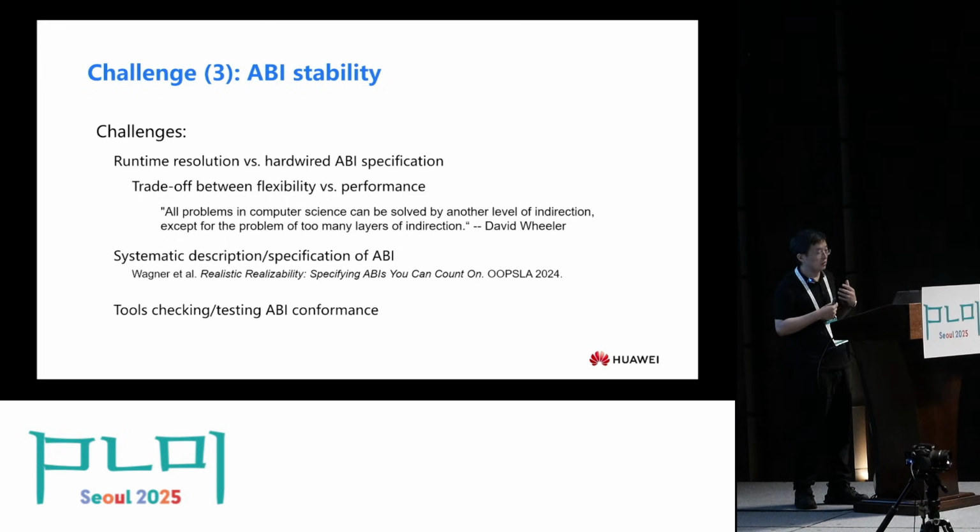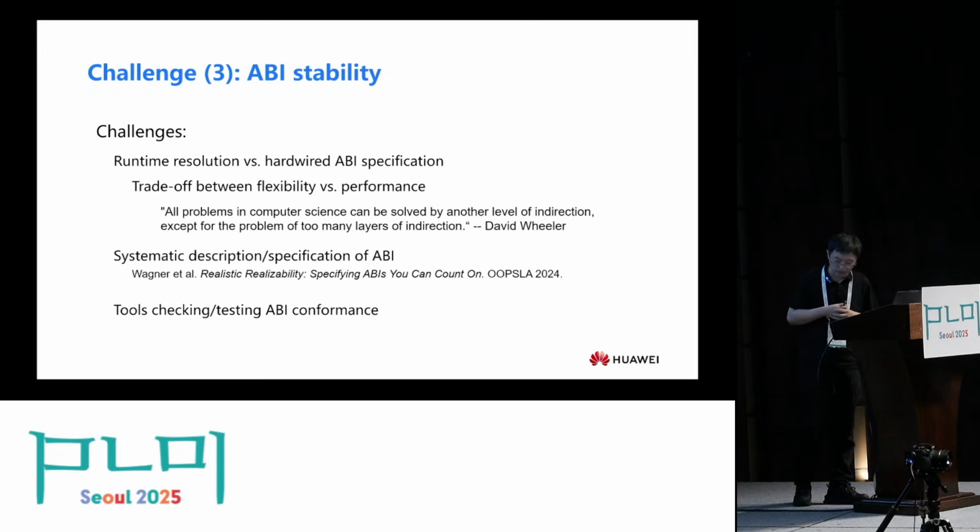One way is that we hardwire all these ABI formats in our specification so that the compiler can still do the optimization. But then it would be too rigid for the compiler to make any changes. Or we can introduce some runtime resolution. So this gives us flexibility, but this also affects performance.